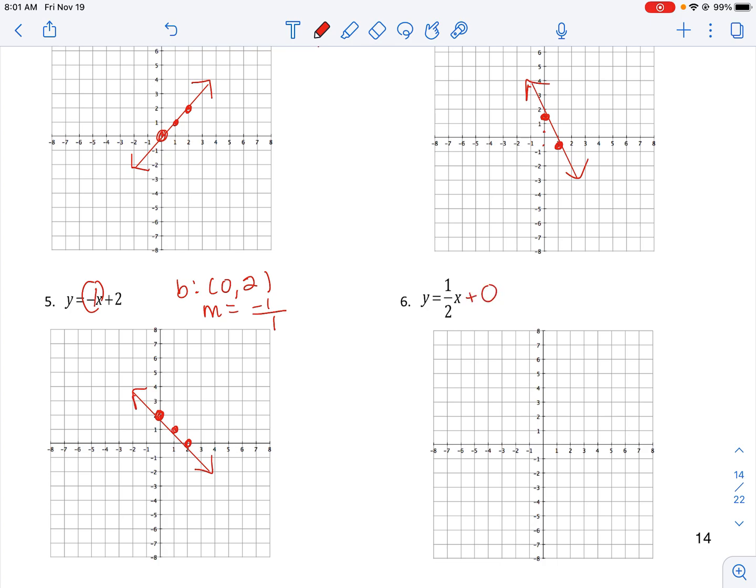And again, anytime you don't have a number being added, just write +0. So my y-intercept again is (0, 0). So I'm going to start here. And your slope here is 1/2, both positive. So I'm going to go up 1, to the right 2. Up 1, to the right 2. And there's my line.